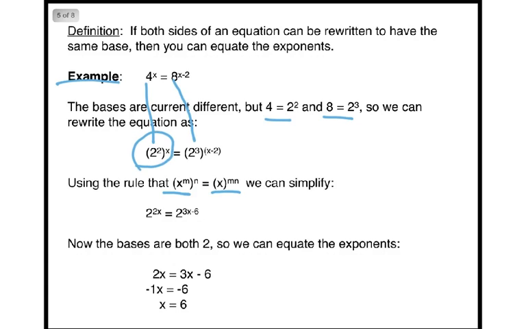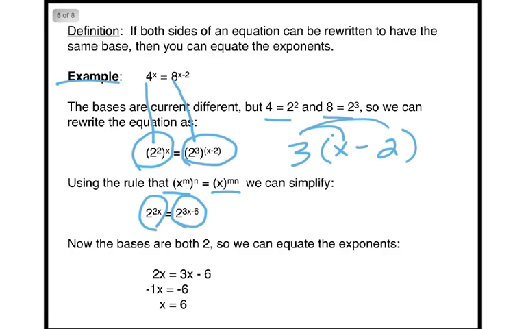2 to the power of 2 to the power of x is 2 to the power of 2x, and 2 to the power of 3 to the power of x minus 2 is really 2 to the power of 3x minus 6. Keep in mind that we had to distribute 3 times x minus 2. When you distribute the 3, it's really 3x minus 6. Now both the bases are 2, so we can equate the exponents. 2x is equal to 3x minus 6, and solve for x. And therefore, x equals 6. And if you plug 6 into the original expression, you will see that the numbers are equal.